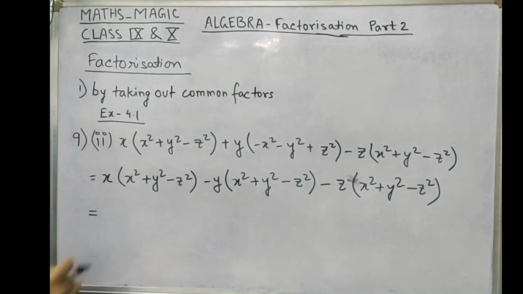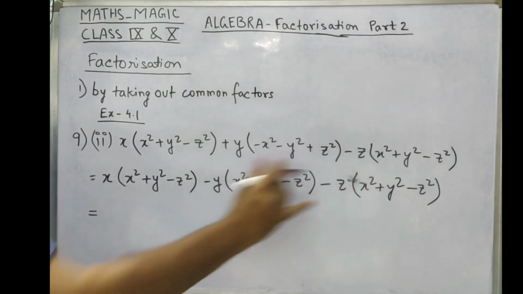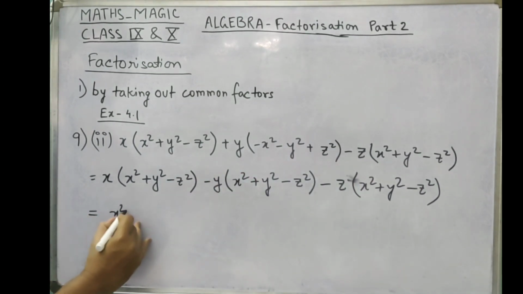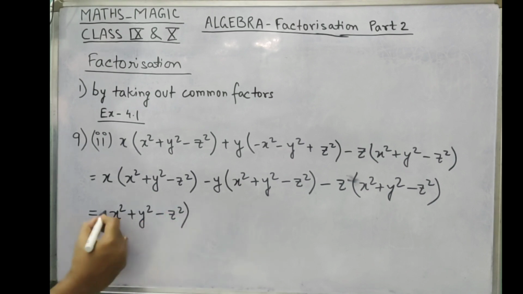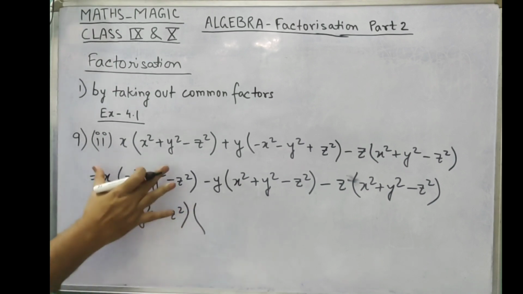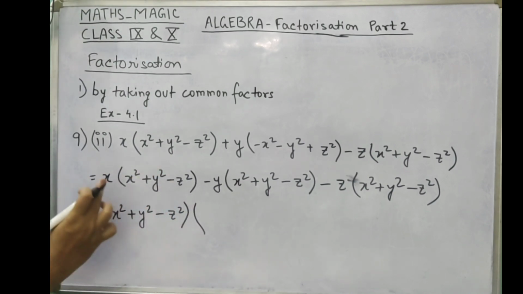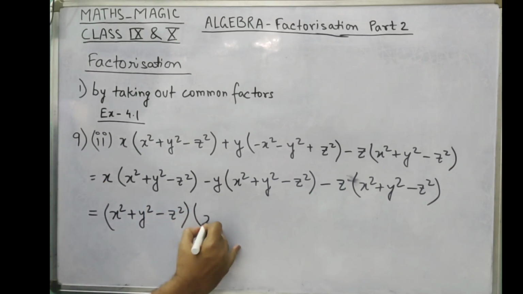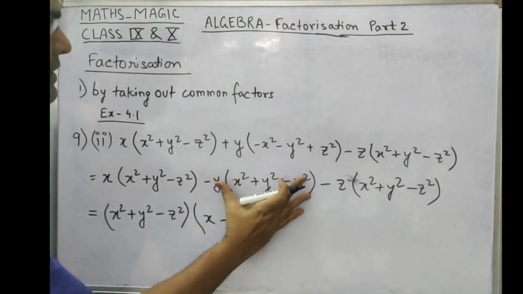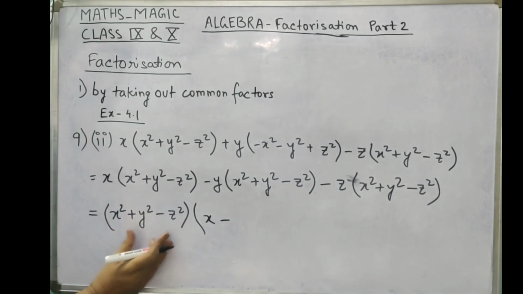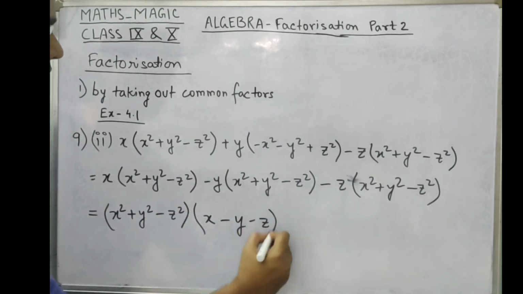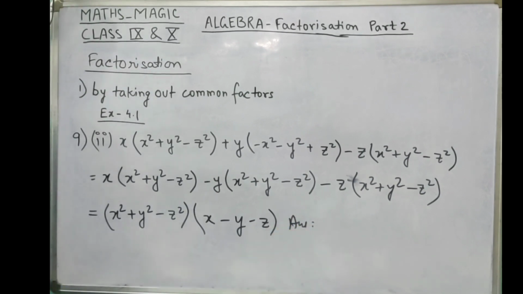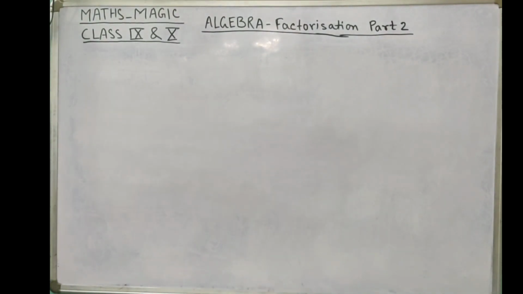Okay. Now from these three, I will take out the common x square plus y square minus z square. Now this one, if I divide it by this, I will be left with only x minus sign. Now this one whole, if I divide it by this, I will be left with y. Similarly, the last one. So this will be my answer.